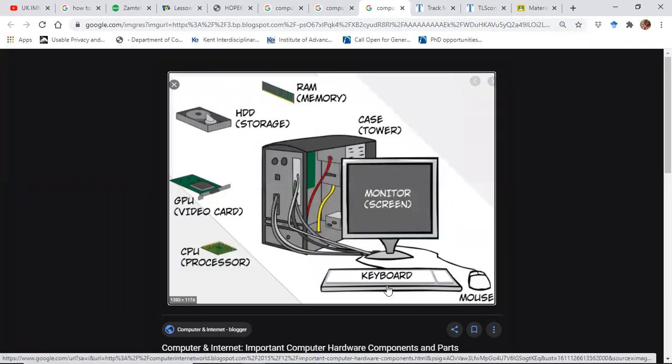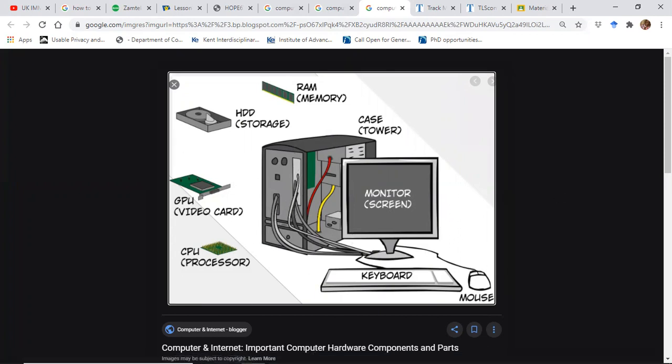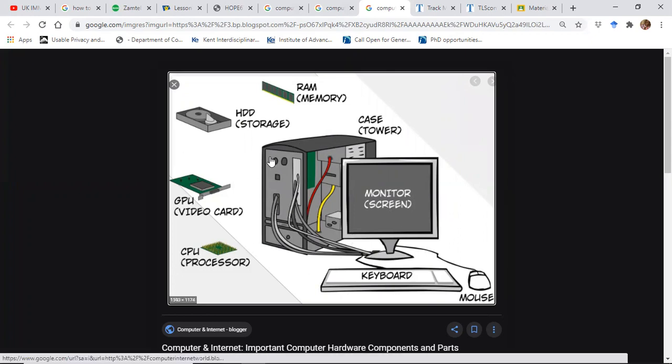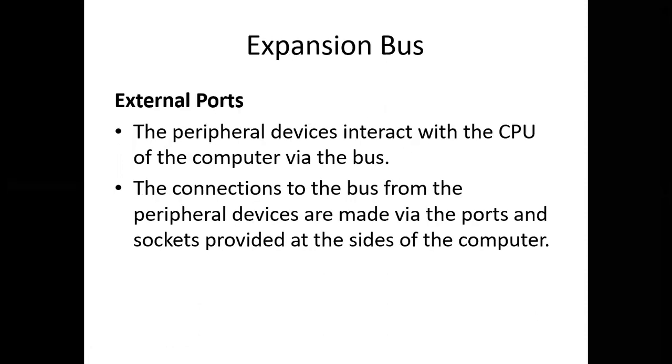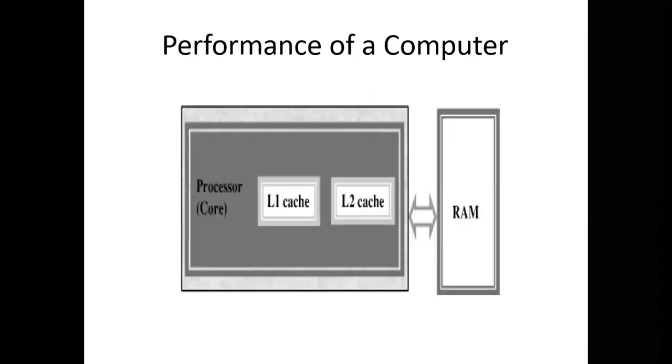So when you're connecting, for example, the mouse, these components, you connect them to the back of the computer here. So here where you're connecting, that is part of your external bus. The external bus is also referred to as the expansion bus. So that's that. On the expansion bus, you find the ports where we connect different components.